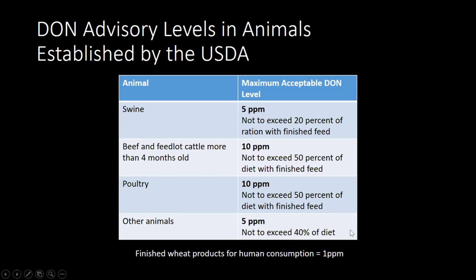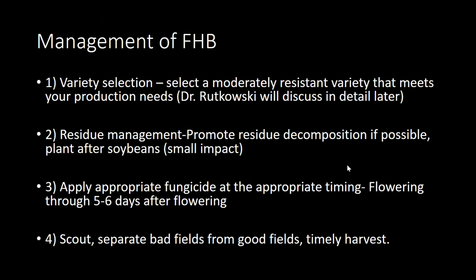Nothing we do can guarantee that you're going to get under that 1 part per million for human consumption, but the idea is to think of managing head blight as a pizza. We want to get rid of all that pizza, which would be the head blight, so we're trying to take out a couple of slices at a time, so hopefully we don't have very much to deal with at the end.